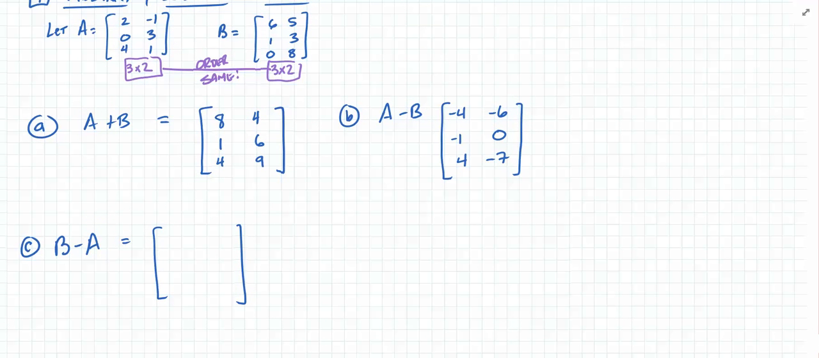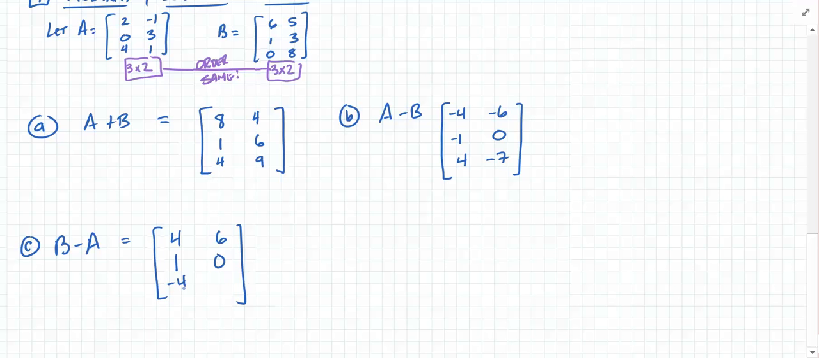Okay. What's 5 minus -1? 6. Okay. What's 1 minus 0? 1. 3 minus 3? Yeah. 0 minus 4? -4. 8 minus 1? 7.